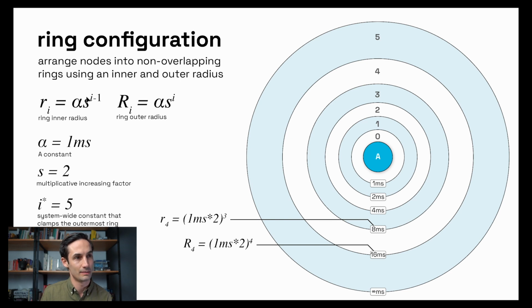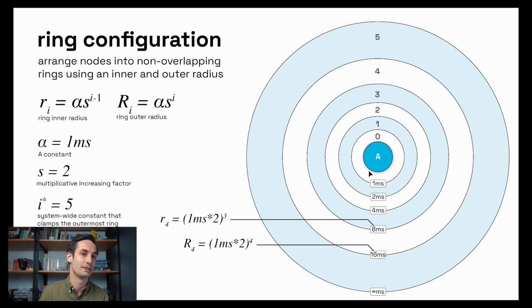And because that is going to be the same as i, which is 4 in this ring iteration, minus 1, so 3. And then the outer radius is going to be 1 millisecond times 2 to the power of 4, because the current iteration is 4 of the ring. And so that gives you between 8 and 16 milliseconds.